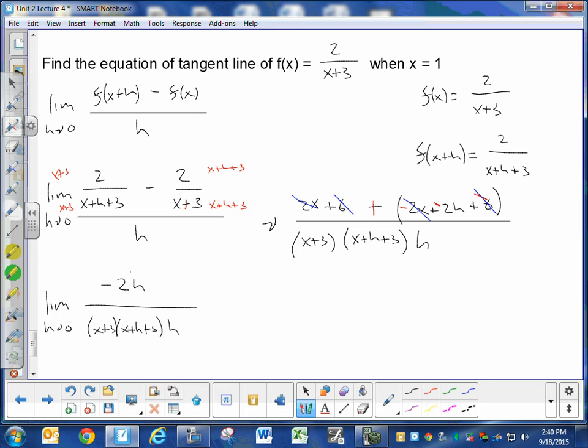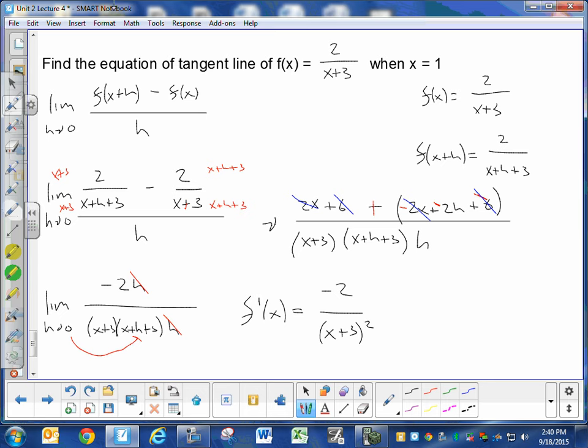And I can actually cancel this h. And when I plug in, after I cancel the h, I can plug in 0. And I get negative 2 over (x plus 3) times (x plus 3). So that is negative 2 over (x plus 3) squared. And that is my friend to 2 over x plus 3, negative 2 over (x plus 3) squared. It's very related to it.